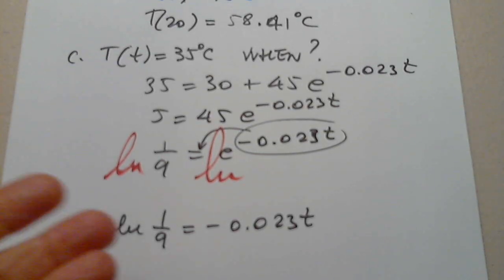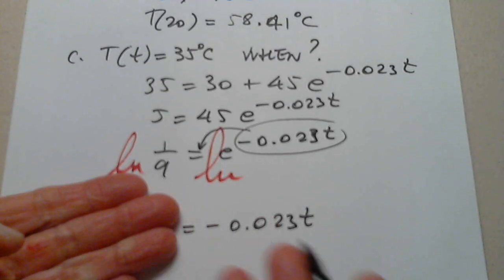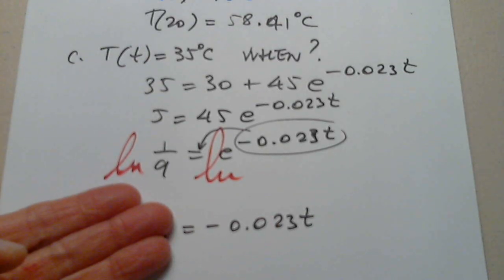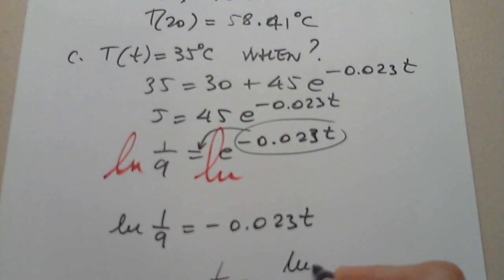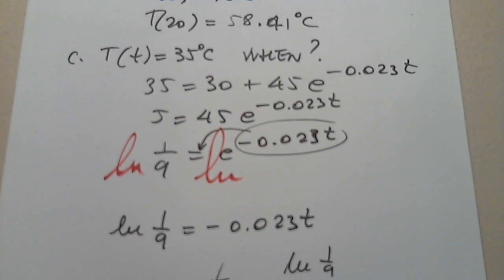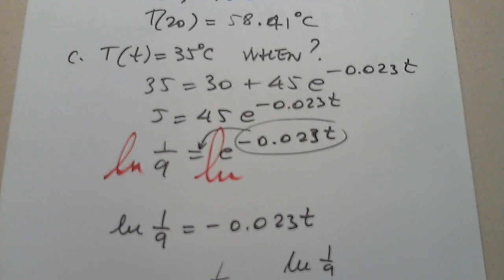And now this is a linear equation. This is just a number. It looks fantastic, but it's just a plain number. So then t equals natural log 1 over 9 over negative 0.023. Careful in the calculator, you have to put parentheses around the denominator. Maybe it works without it. I even refuse to try to see. Okay, you can try it if you want.